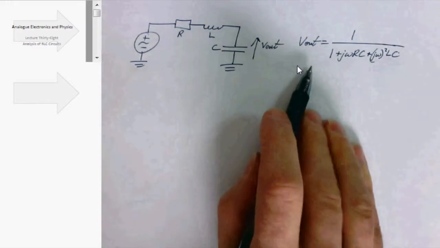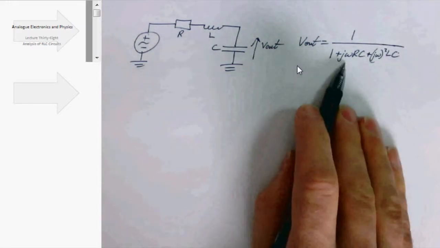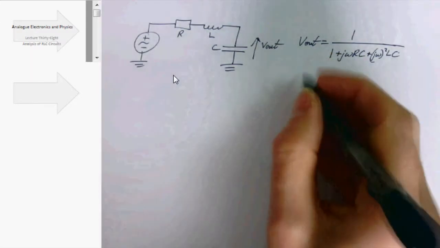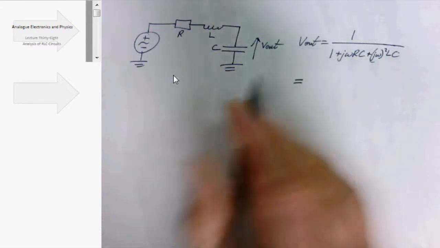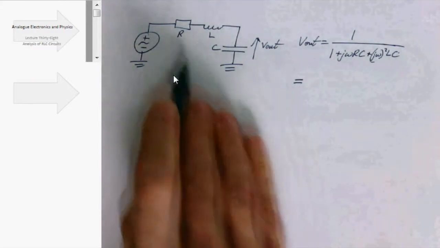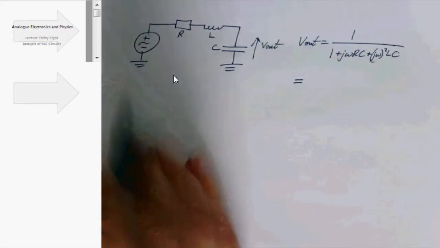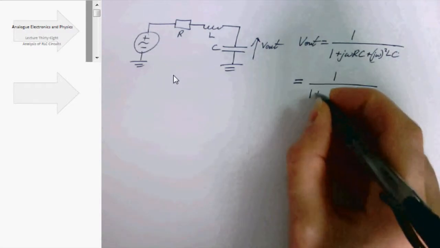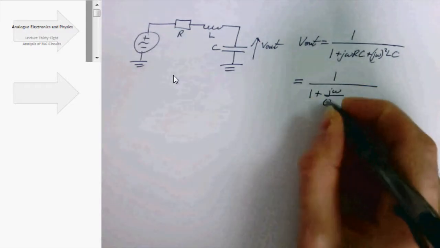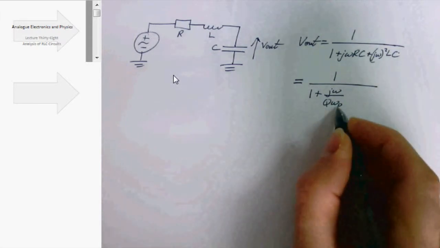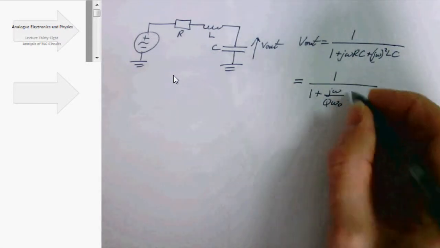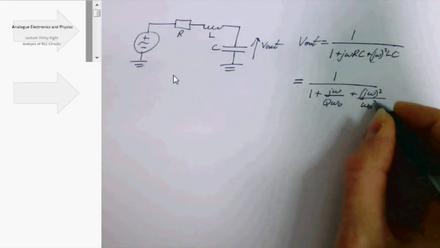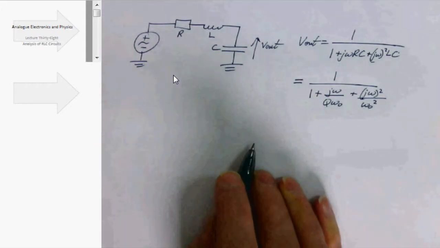Now, you can proceed to work out the poles, but that would involve solving a quadratic equation, which is often a bit tiresome. So there is another standard form which will allow you to characterize the system without having to solve the quadratic equation. That's the standard form 1 over 1 plus j omega divided by q omega naught, the q factor times the resonant frequency, plus j omega squared divided by omega naught squared, the resonant frequency squared.